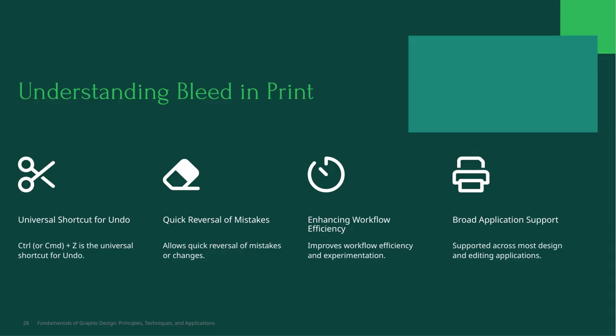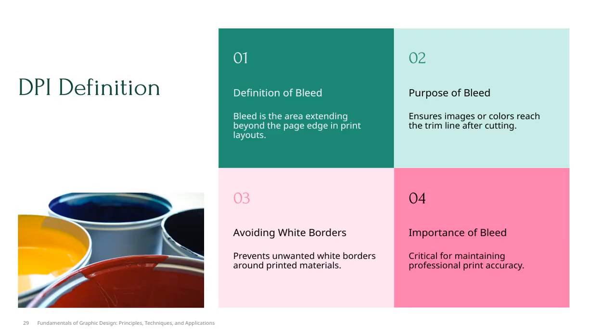Finally, let's touch on understanding bleed in print. This is a crucial concept because it ensures your printed materials look professional. Bleed is the area outside the final trim size, allowing for slight misalignments during cutting. By extending images or backgrounds beyond the trim line, you prevent unwanted white borders and achieve a clean, polished look. Recognizing and applying bleed properly is fundamental for high-quality print projects, tying back into our overall theme of mastering core design principles.